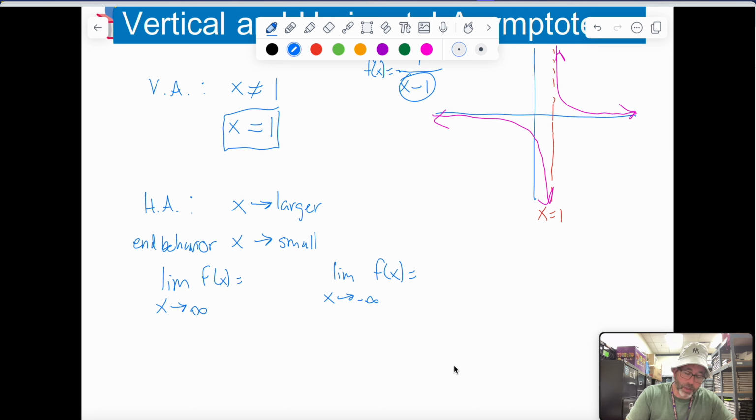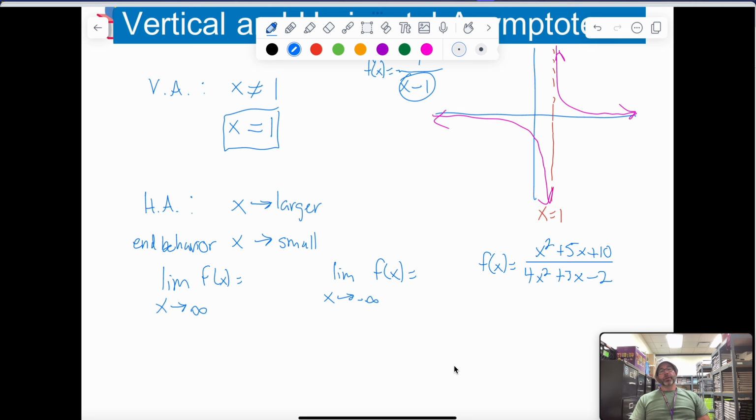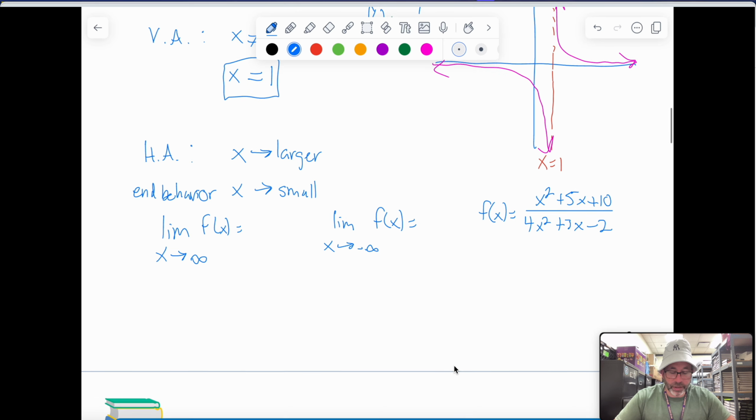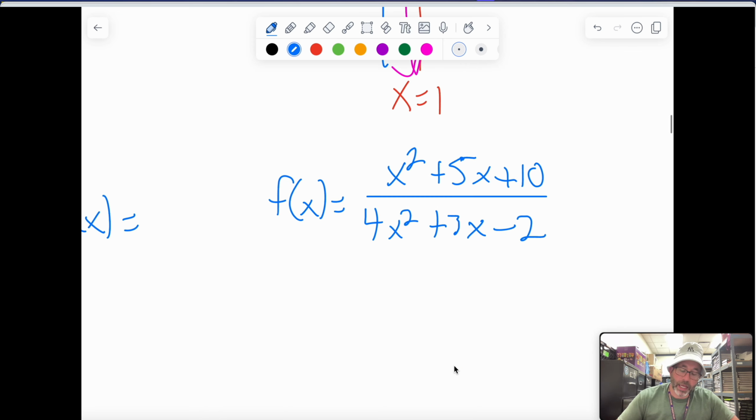We might have a problem where it says f of x is equal to, let's say, x squared plus 5x plus 10 over, I don't know, let's say 4x squared plus 3x minus 2, okay? So think about what this means as x gets really large here. What's going to end up happening? If x gets really large, let's change these x values. Let's put in there that x is equal to like 1 million. X is just big, we'll make it 1 million.